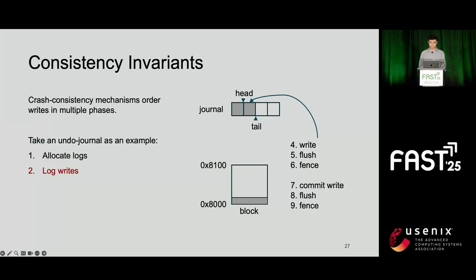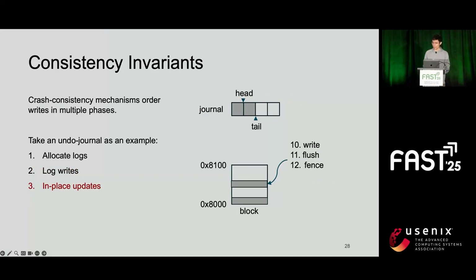In the second phase, because it's an undo journal, it logs all the data to the allocated space. Then it flushes and fences to ensure the persistency. Also, sometimes there is a commit write to indicate these logging writes have been persisted. In the third phase, it conducts the in-place updates, which write new data to the final destination address and make them persisted. And last, it moves the header pointer to the tail to reclaim logs and commit this transaction.